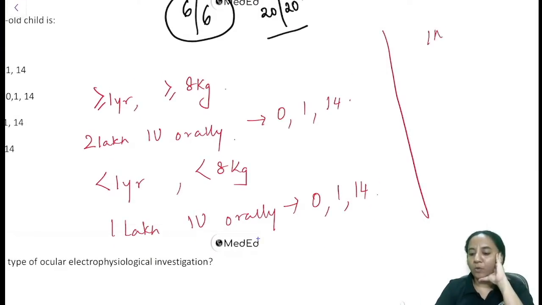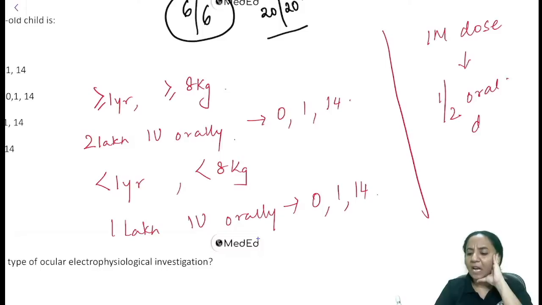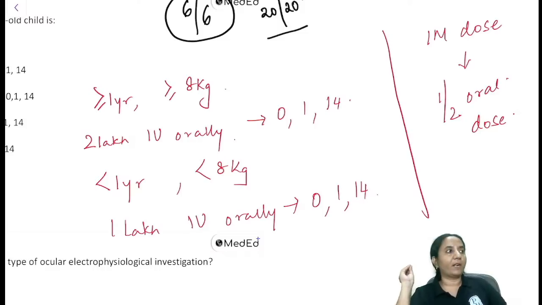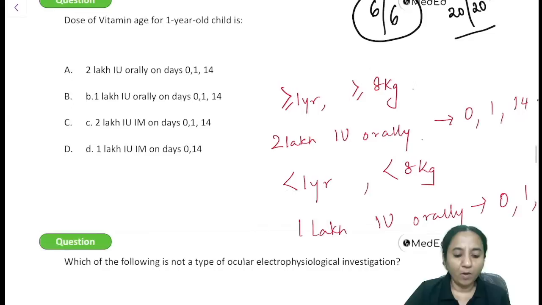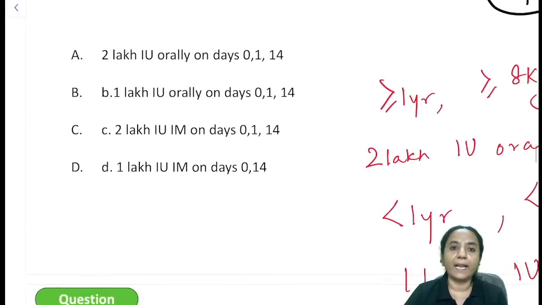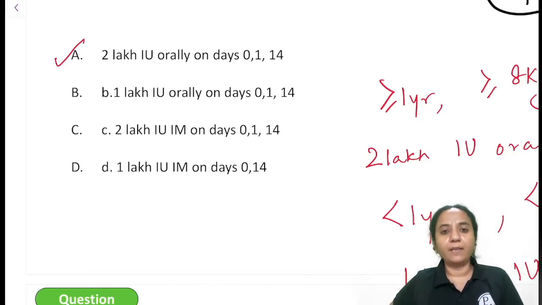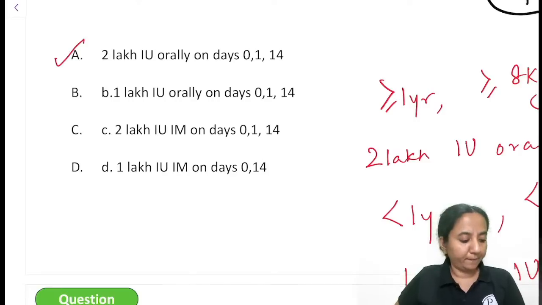But there is also an intramuscular dose, and please remember the intramuscular dose is half of the oral dose. The regimen is the same, day 0, day 1, day 14, but the IM dose is half of the oral dose. So here, look at what has been told to us, 2 lakh international units on days 0, 1 and 14.